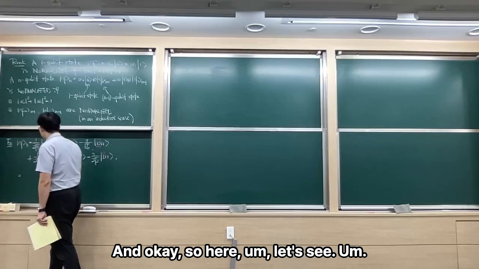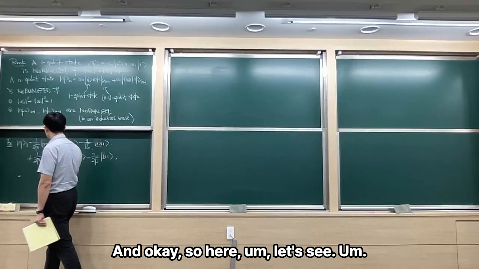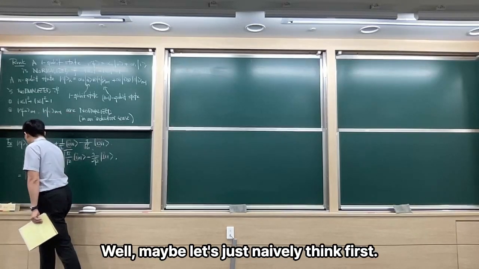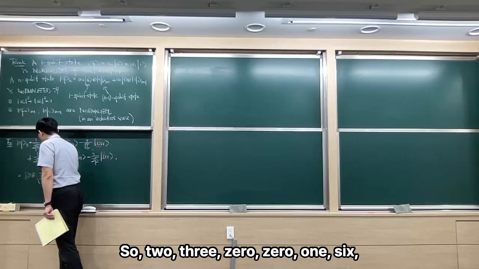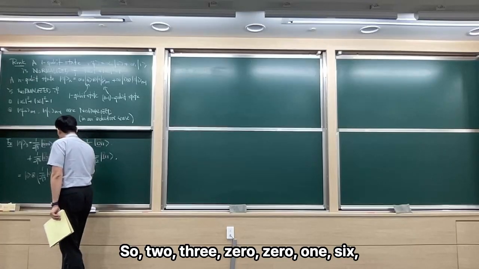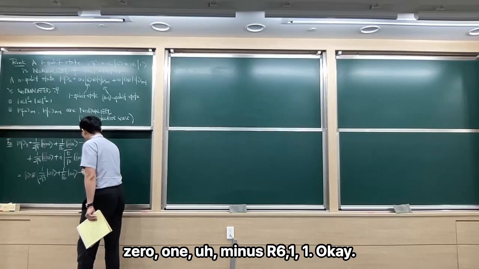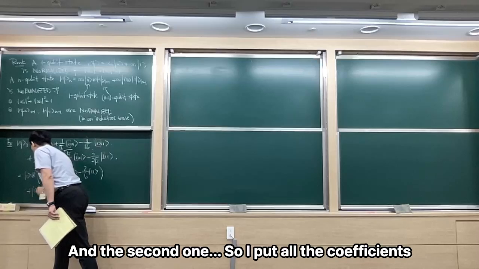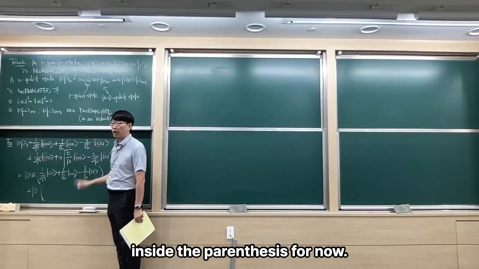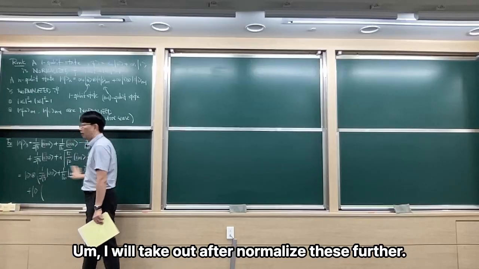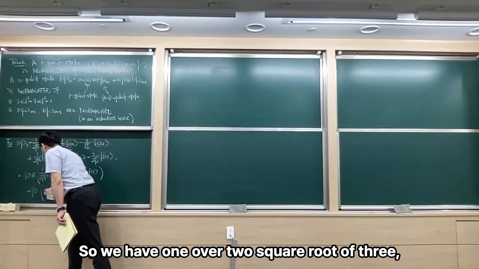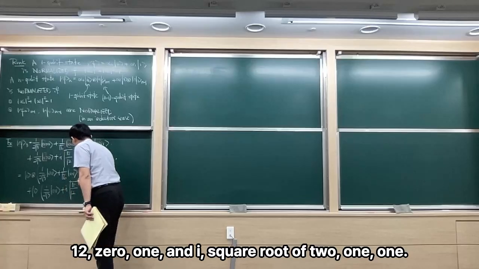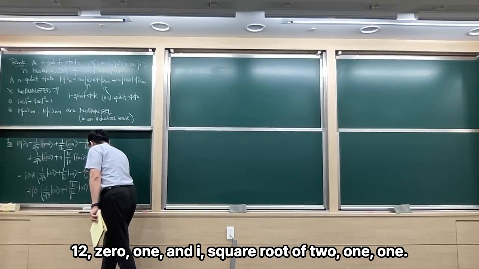So let's see. Maybe let's just naively think first. So 2, 3, 0, 0, 1, 6, 0, 1, minus i 6, 1, 1. So that's the first 3 combined as a 1 tensor product, and the second one. So I put all the coefficients inside the parentheses for now. I will take them out after normalizing these further, so don't worry about that. So we have 1 over 2 square root of 3, 0, 0, and i square root of 5, 1, 2, 0, 1, and i square root of 2, 1, 1.